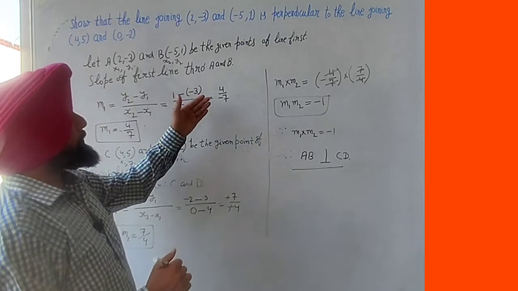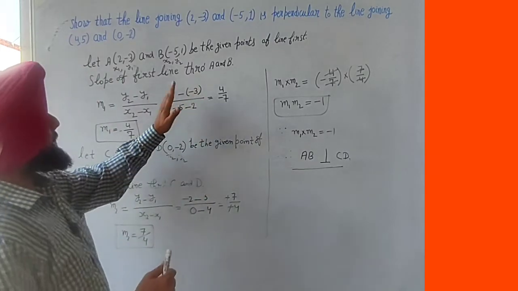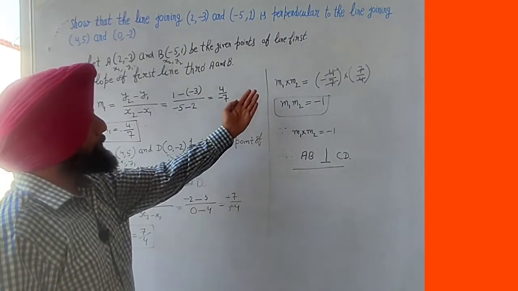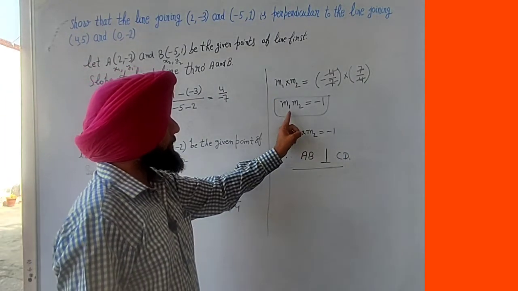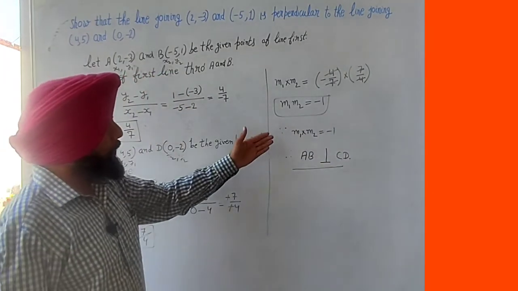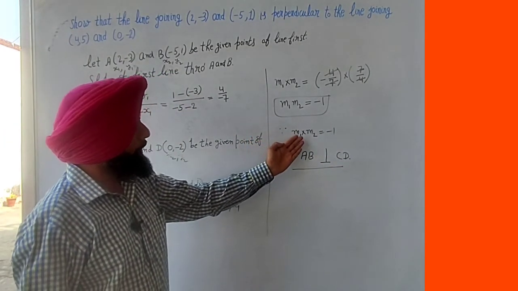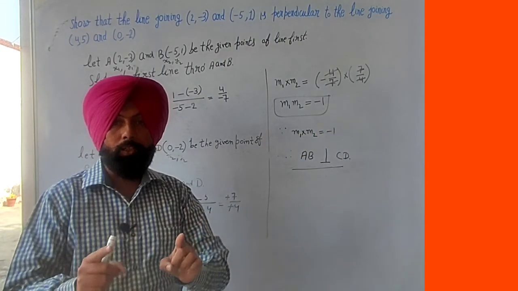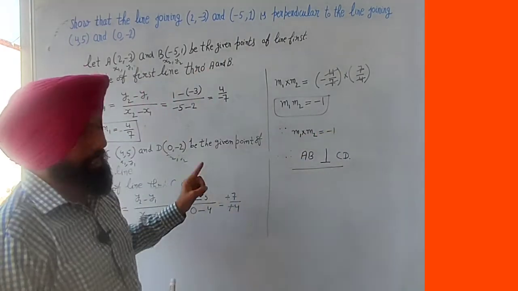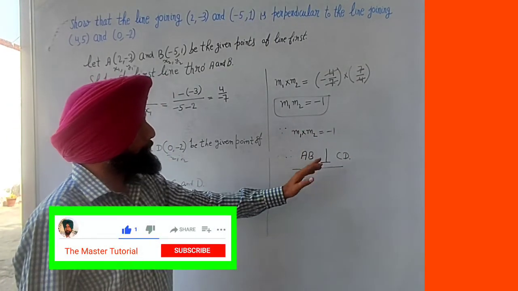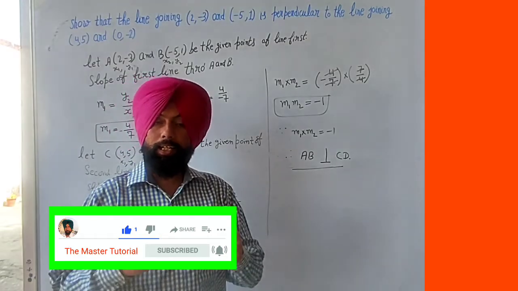In this sum we found the slopes of these two lines and then multiplied the slopes, and the result equals negative 1. Because M1 multiplied by M2 equals negative 1, the multiplication of the slopes of these two lines is negative 1. Therefore AB is perpendicular to CD.